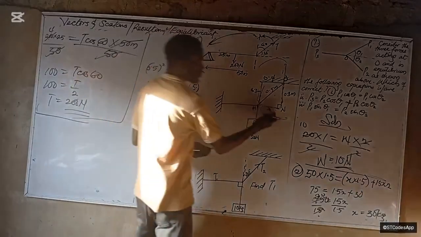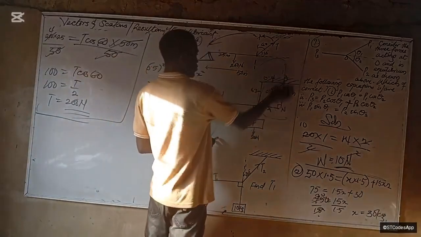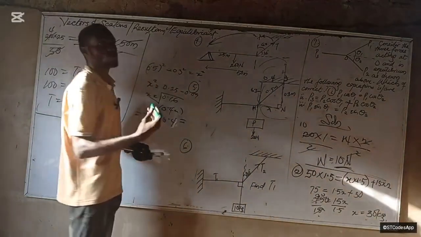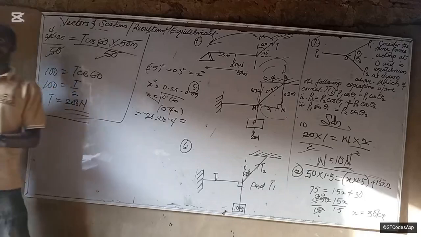Yes, sir. If it is 0.4, this place will be 0.4. So the moment about it will be what? This times this, 20 times 0.4. If you subtract it, you get 0. So the answer is 0. Is it clear?